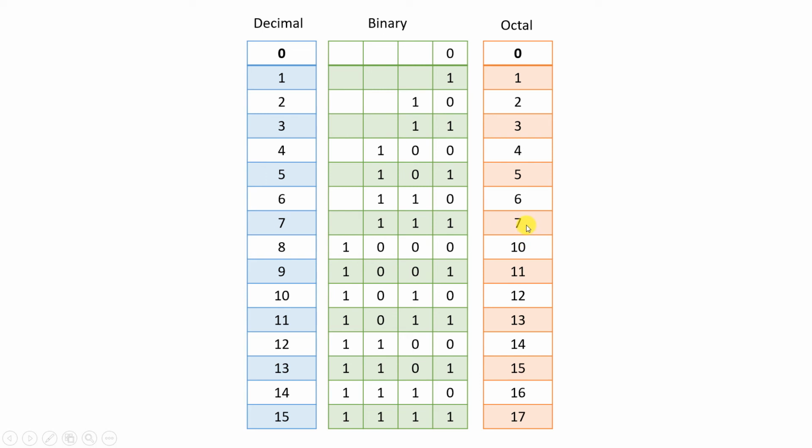After 7, there is no 8. There is 10, 11, 12, 13, 14, 15, 16, 17. Then after that it is 20, 21, 22, 23, 24, 25, 26, 27 and so on. So that is the octal number system. From 0 it will go to 7, then it will go to 17, 27, 37, 47, 57, 67, 77, then after 77 it will be 100 and so on.